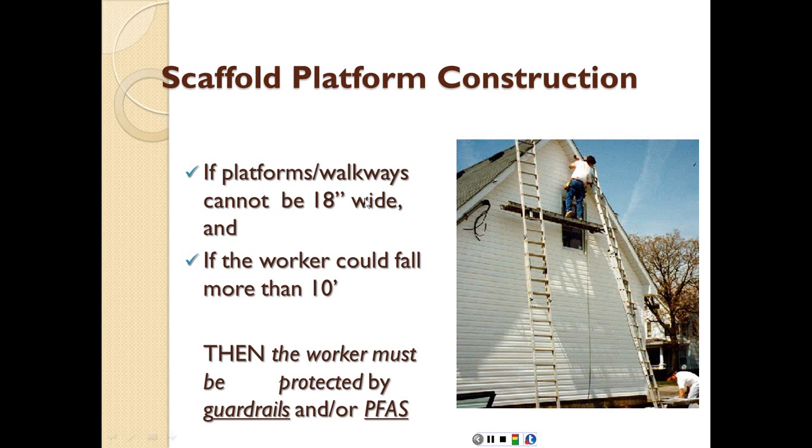If platforms or walkways cannot be 18 inches wide, and if the worker could fall 10 feet or more, then a worker must be protected by guardrails and/or personal fall arrest system. So here this is probably around 10 feet or even more than 10 feet, because this is not the bottom of the picture, as you can see from the legs of this guy here. So this is probably more than 10 feet, and that person can fall from there, and that does not exceed 18 inches in width. So definitely this is a violation. There should be either guardrails or personal fall arrest system.